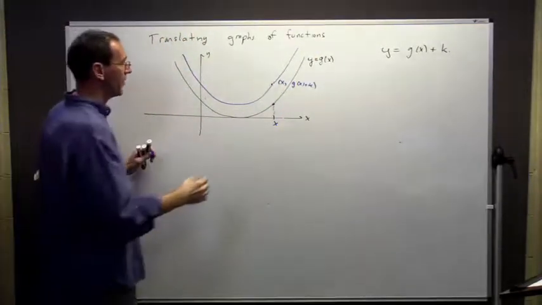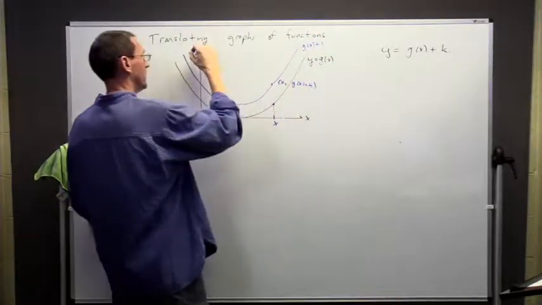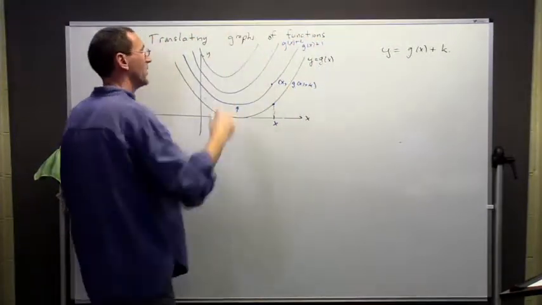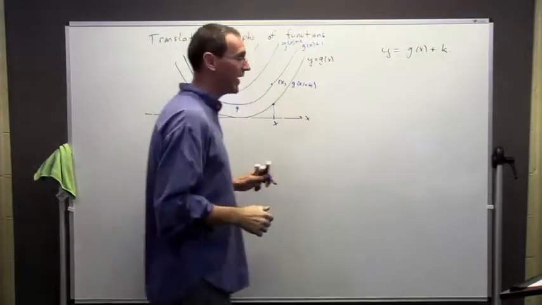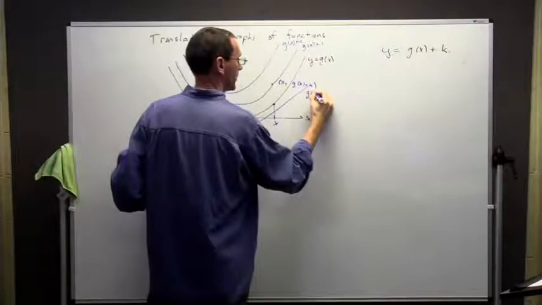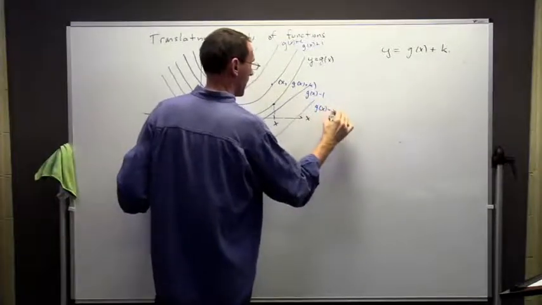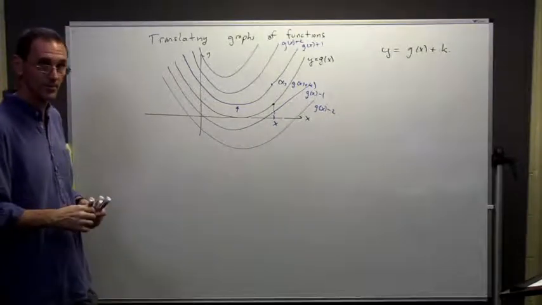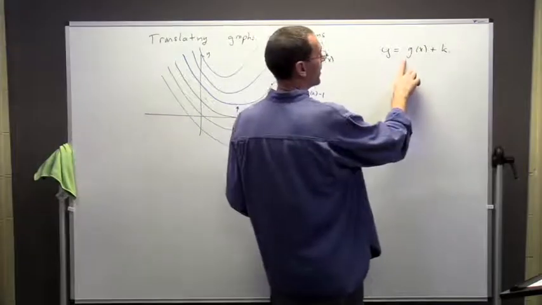And so what we end up with is basically the same graph, only shifted up. So this may be, for example, g of x plus 1, or g of x plus 2. We just keep shifting this thing up. Likewise, k could be a negative number. For example, if k is minus 1, that's the same thing as subtracting. So this would be g of x minus 1, g of x minus 2, and as long as we keep subtracting, we're just going to take that graph and shift it down.